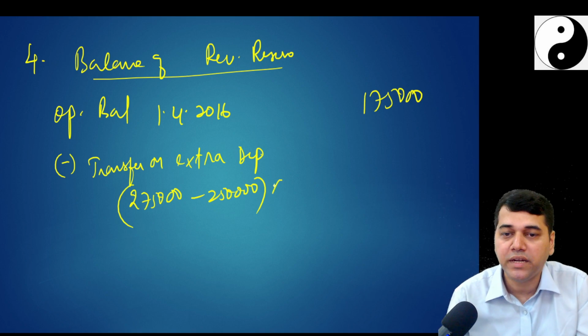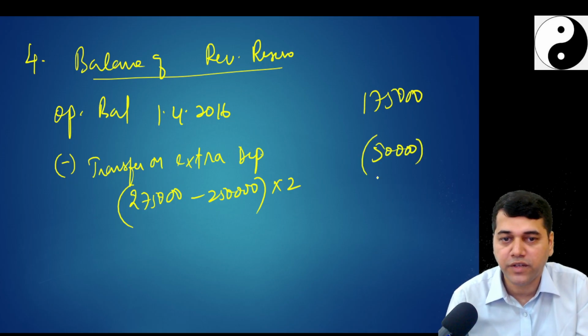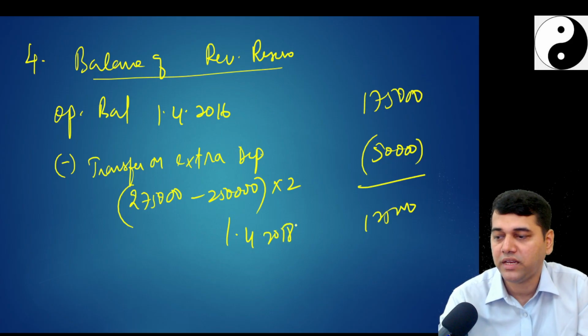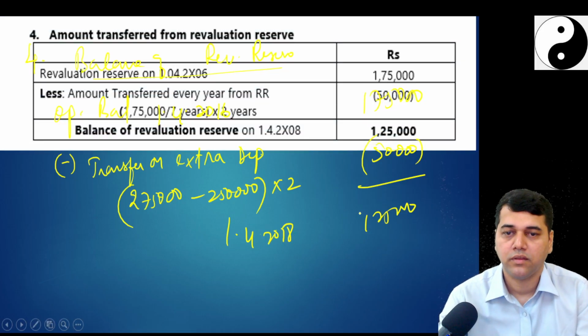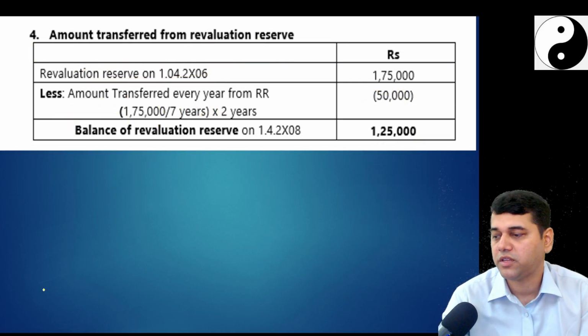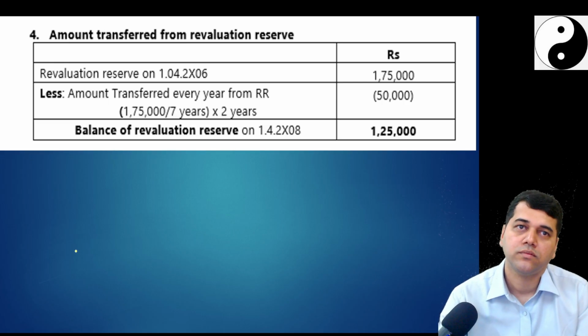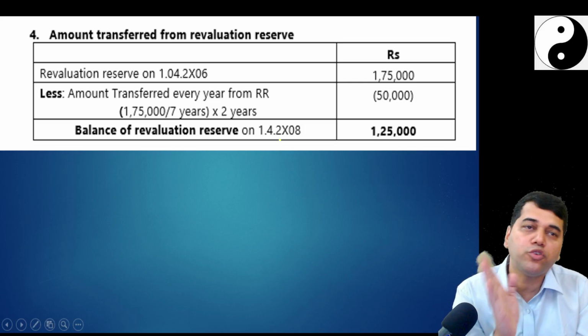This exercise happened for 2 years. So it becomes minus 50,000. So it becomes 1,25,000 on 1/4/2018. This is your revaluation surplus balance. On 1/4/2018, what happened?